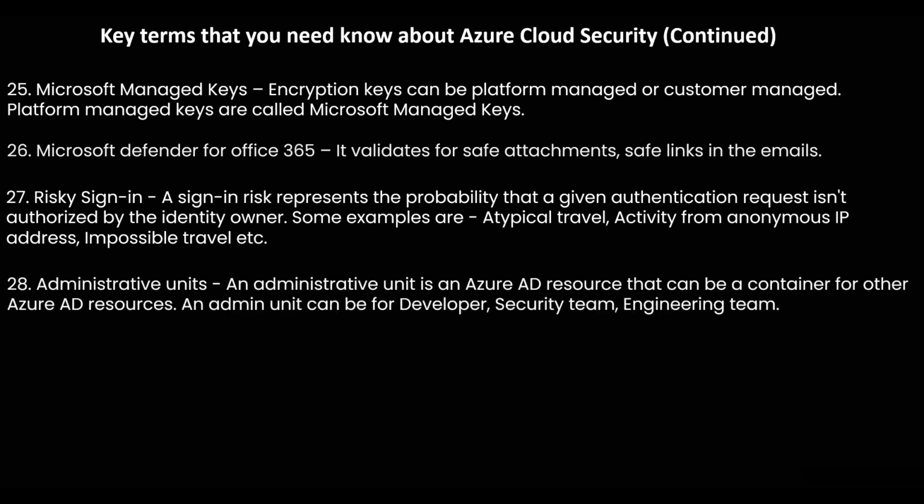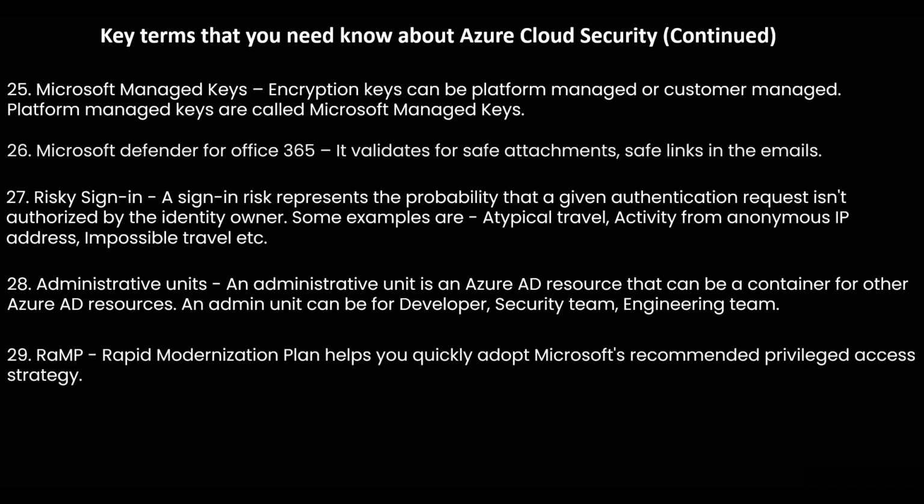28. Administrative units. An administrative unit is an Azure AD resource that can be a container for other Azure AD resources. An admin unit can be for developers, the security team, or the engineering team. 29. RAMP. Rapid Modernization Plan helps you quickly adopt Microsoft's recommended privileged access strategy.